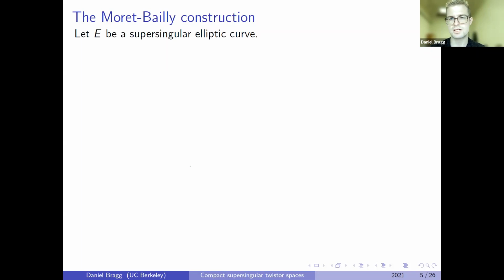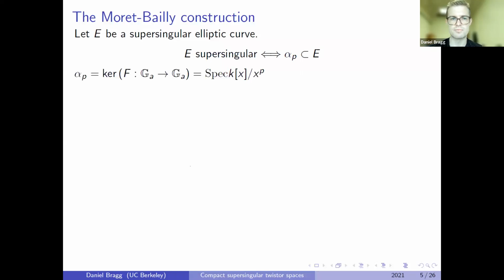We're going to start with the supersingular elliptic curve E. Here you could take this as a definition of supersingular or a consequence. E being supersingular means that you can find the group scheme alpha P sitting inside of E. Here alpha P is the kernel of the Frobenius on the additive group, or specifically it's Spec of K adjoin X mod X to the P, with group law given by addition.